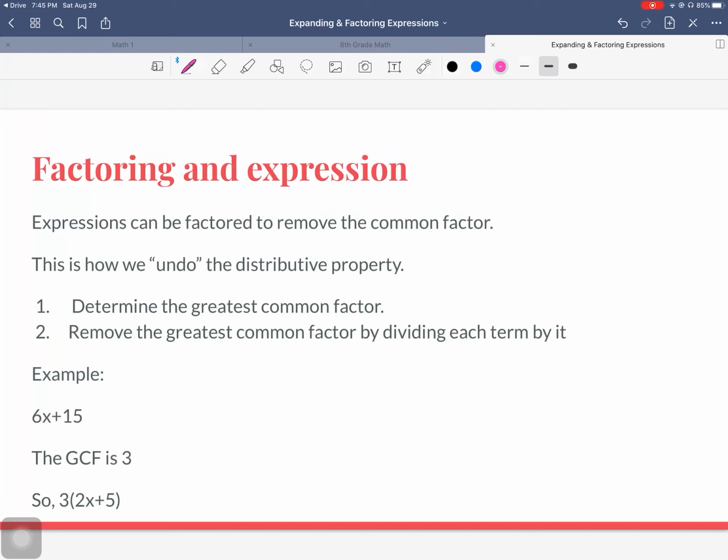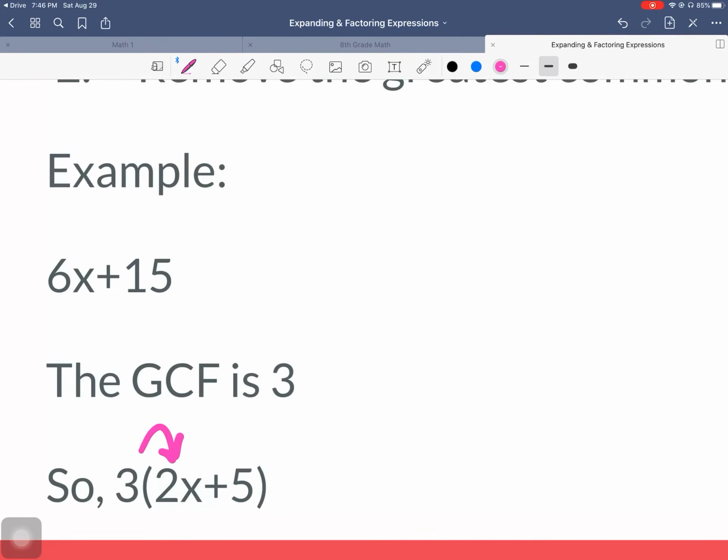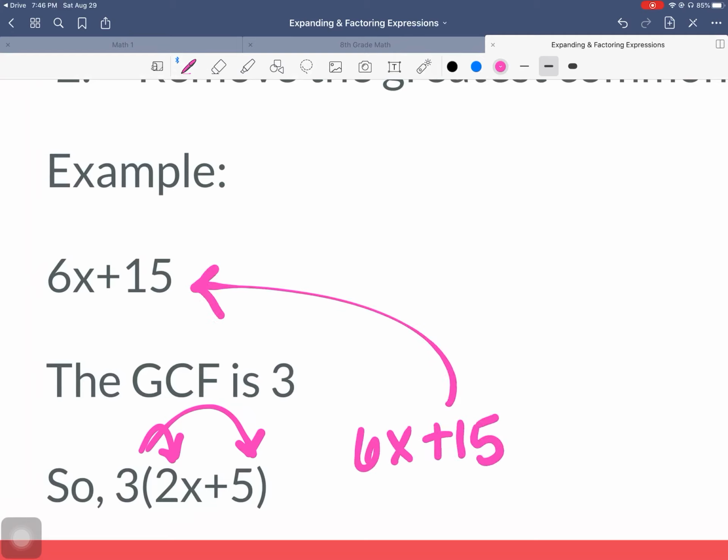Factoring an expression. Expressions can be factored to remove the common factor. This is how we undo the distributive property. First, we're going to determine the greatest common factor. Remove the greatest common factor by dividing each term by it. So if you look at our example, we can divide the 6x and the 15 by 3. So our GCF, our greatest common factor, is 3. So if I pull it outside the parentheses, it is now 3 times 2x plus 5. To check ourselves, if I were to distribute, I would get 6x plus 15, which is what we started with.